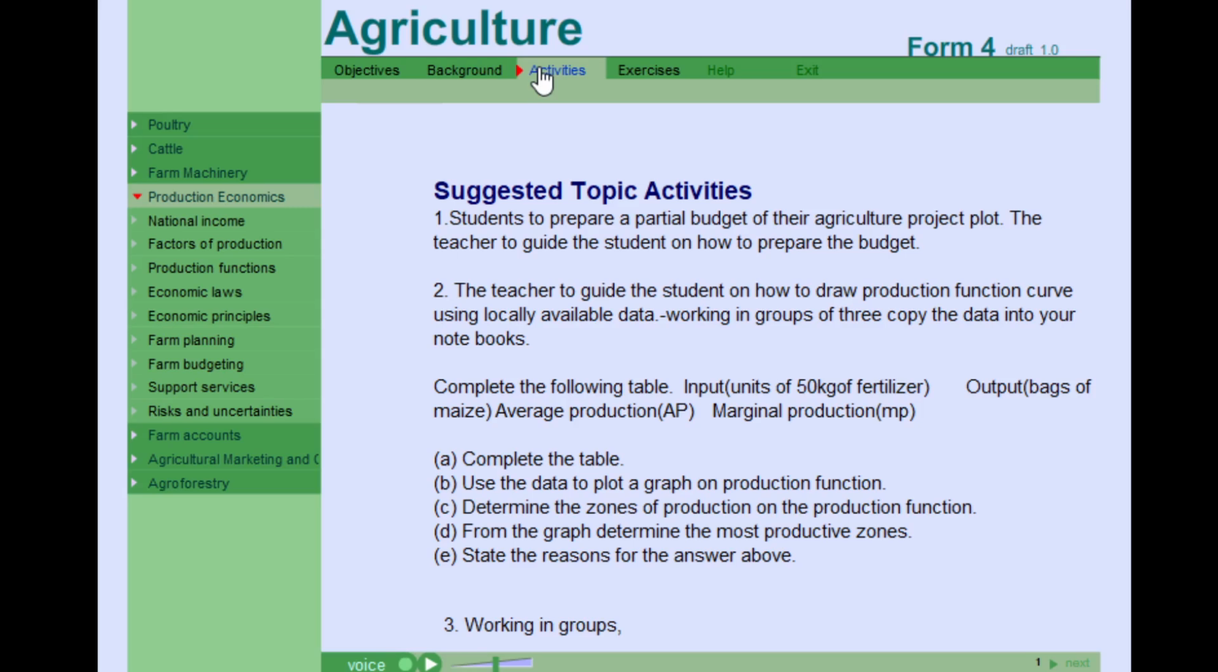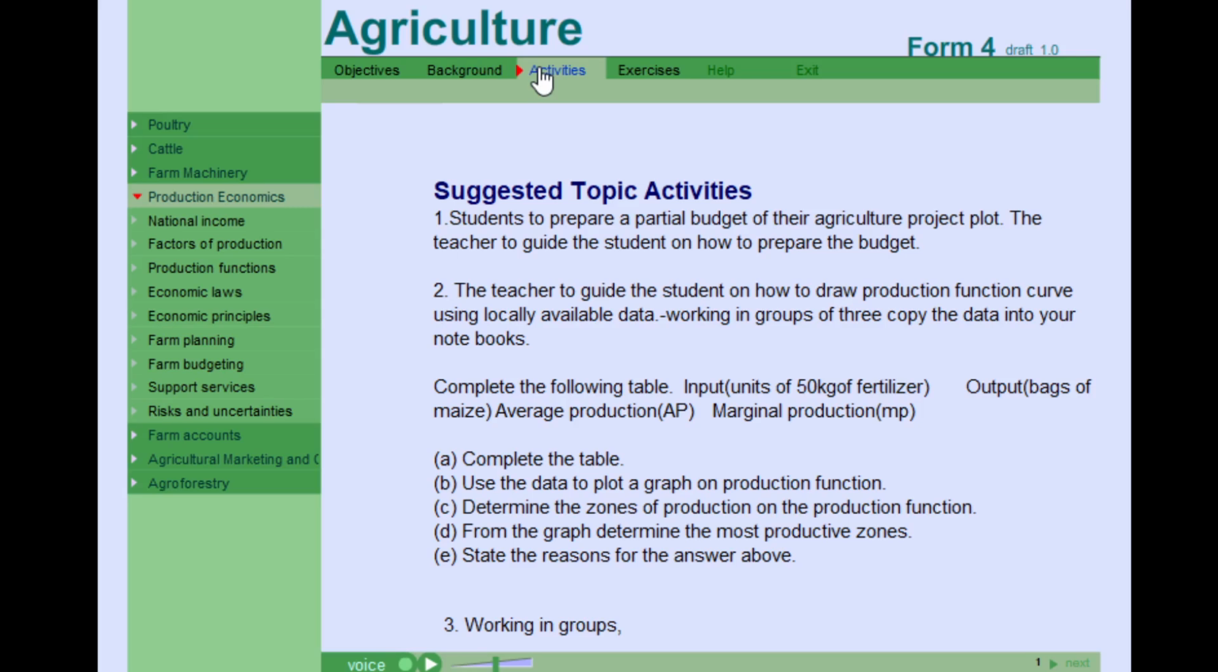Determine the zones of production on the production function. From the graph, determine the most productive zones. State the reasons for the answer above. Working in groups, discuss the law of substitution and its importance in agricultural economics. Identify joint products and competitive products found in your community.